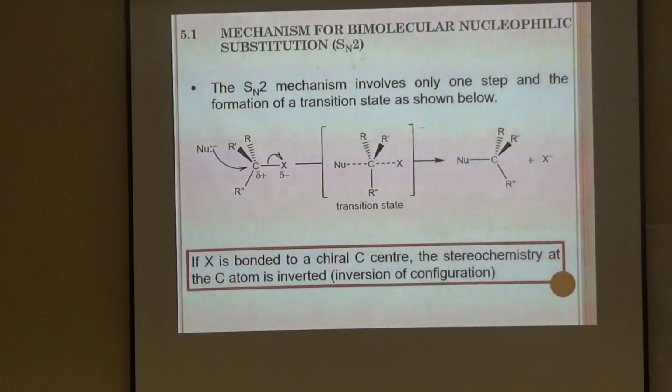I think everyone is okay with the two-timing part. You're also okay learning the drawing. The only problem that we might have at this point is probably the flipping, also called the inversion of stereochemistry.